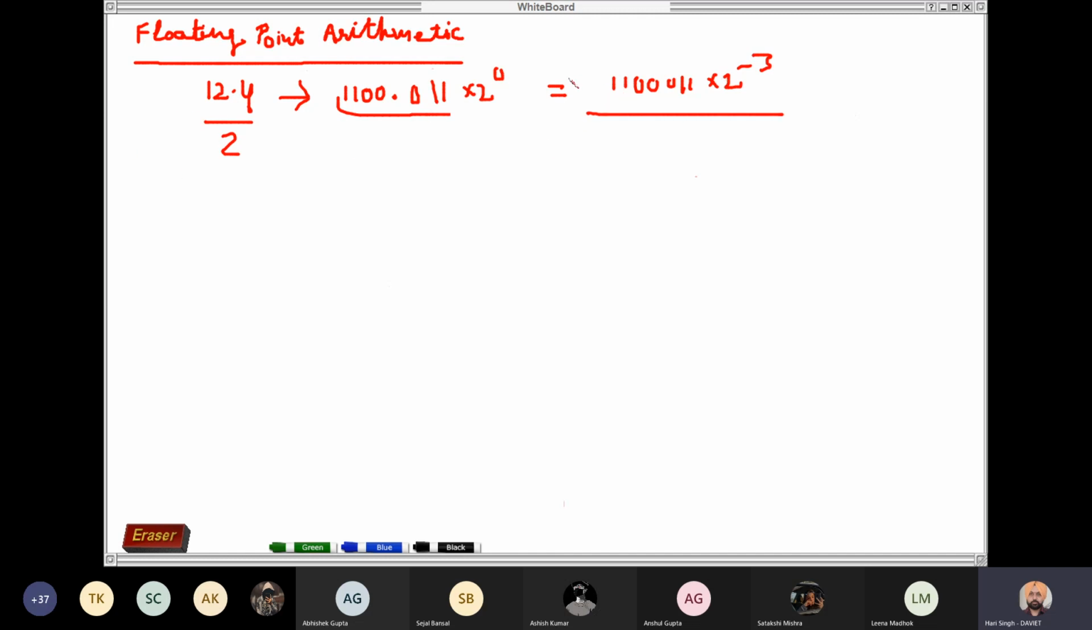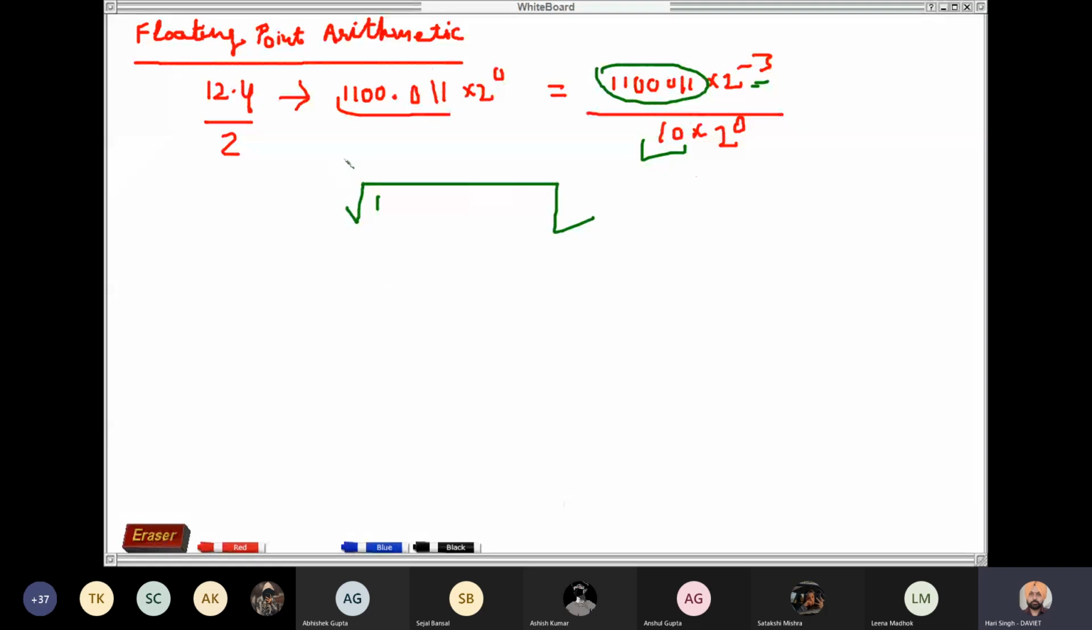The 2 is written as, say, 10, so 10 into 2 power 0. Now for division, the first step is to divide the mantissa of one number with the mantissa of the second number, and then subtract the exponent value of the second number from the first number. So let us first of all perform the division. Division is similar to what we do in case of decimal numbers.